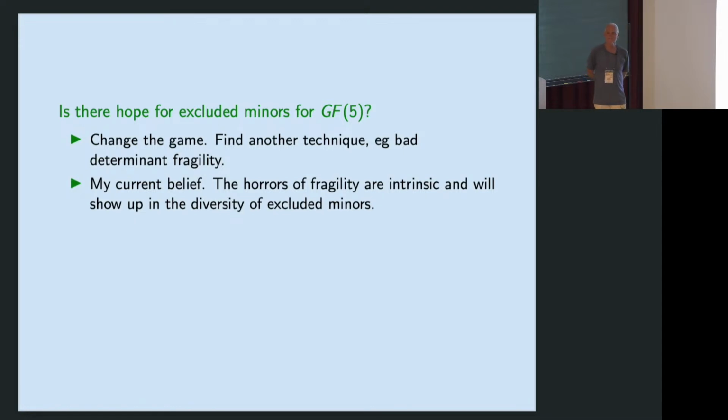But my current belief is that the horrors of fragility are intrinsic and will show up in the search for excluded minors. When I say that's a belief, it's a belief, not a conviction. If you have to ask me which direction I put money on, that's the direction. What makes me not really convinced about putting money on my belief is that Jim Geelen is more hopeful. And I don't know, Rutger, are you more hopeful? I'm not sure. The problem is that Jim's smarter than me, so when you make a bet and you know that someone is certifiably smarter than you, and they bet in the other direction, is this good? It's not necessarily good, but anyhow, you still have to go with your gut.